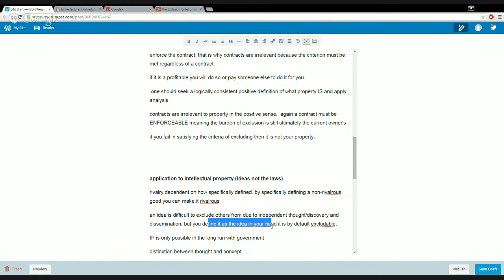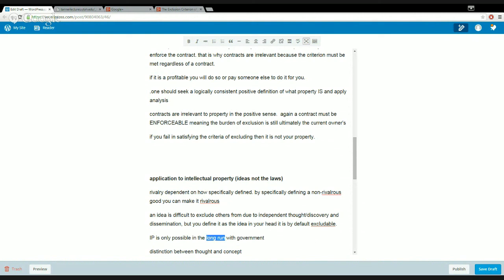But if you specifically define it as that idea in your head, it has to be property, right? Because it's easy to exclude others from that same idea because it's in your head. Remember, it has a position coordinate in your head. So it's easy to exclude others from it. But if you're talking about just the general idea, it's virtually impossible. And in this case, you see that it's unprofitable to maintain a general idea as property. IP is only possible in the long run with government. Remember, it's very expensive to do so.